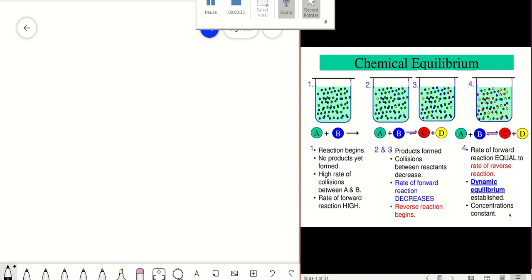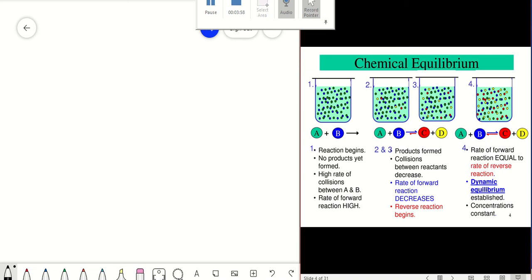So concentration of A is not going to change. Concentration of B is not going to change. It's different from each other, but they are just constant. Okay, this is called the state of equilibrium. It does not mean that the reaction has stopped. So this equilibrium is not a static equilibrium. This is a dynamic equilibrium, meaning that the reaction is still happening.